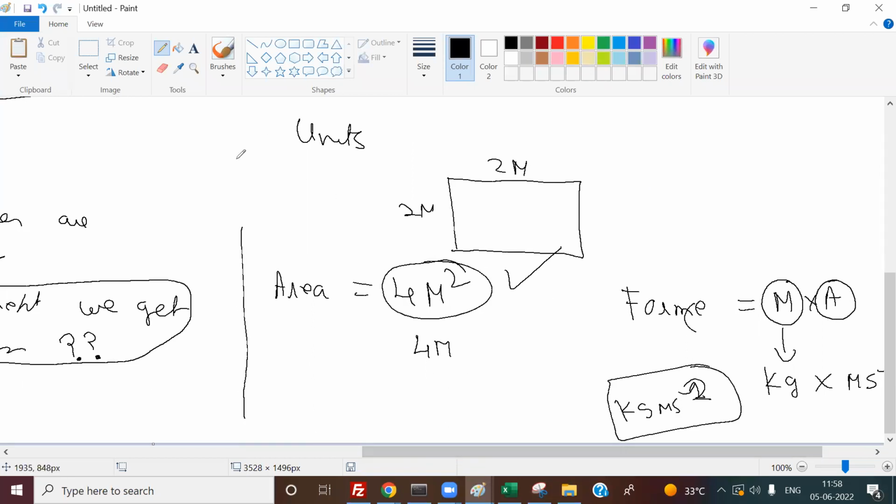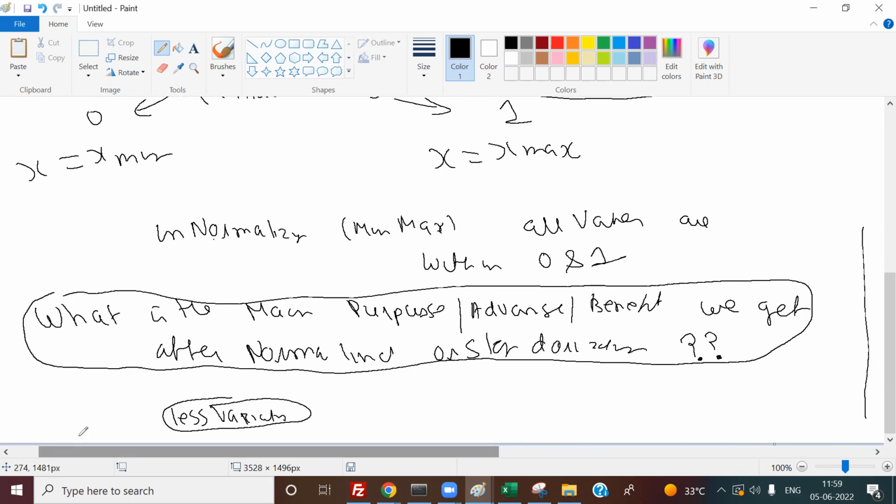अब दिमाग लगाओ. Standardization and normalization. Take a minute and let me know. ये छोटे से आइडिया के लिए इतना टाइम लग गया. So basically you have to answer this question. What is the main purpose of standardization or normalization?